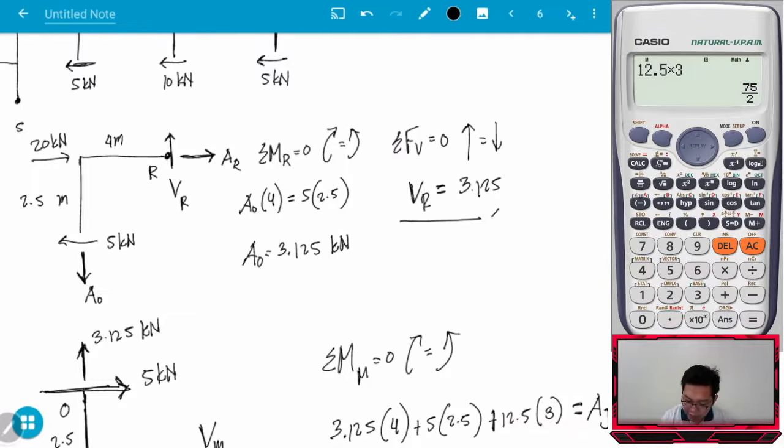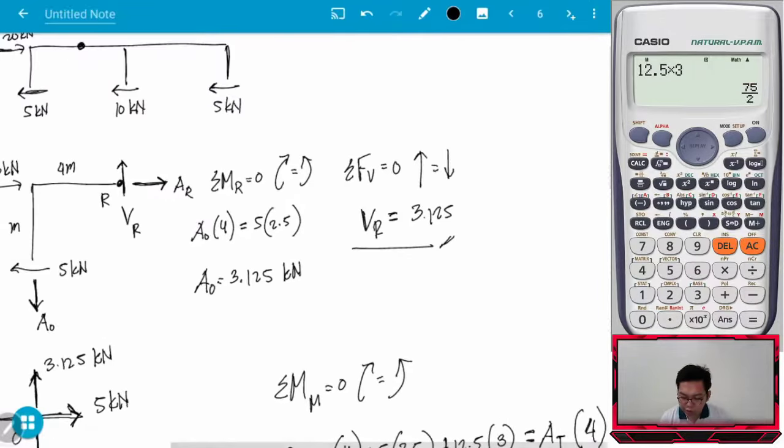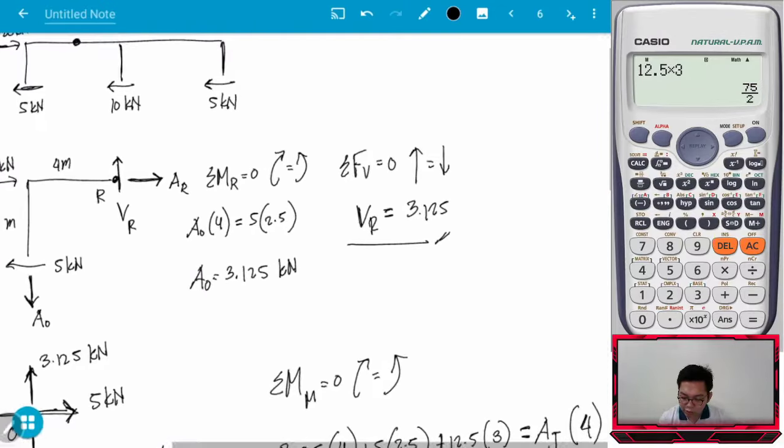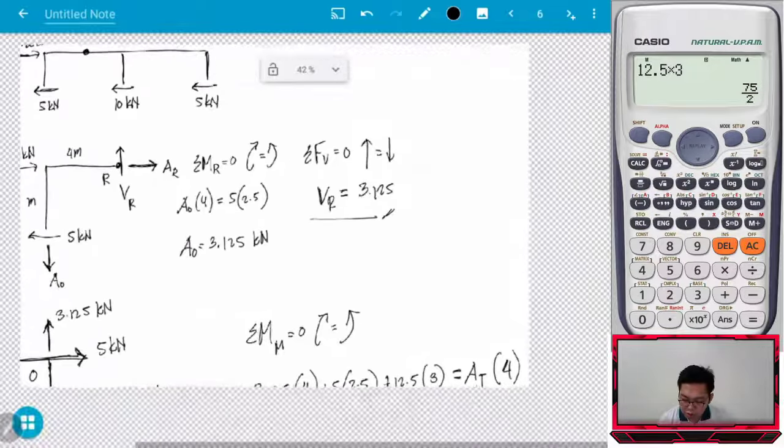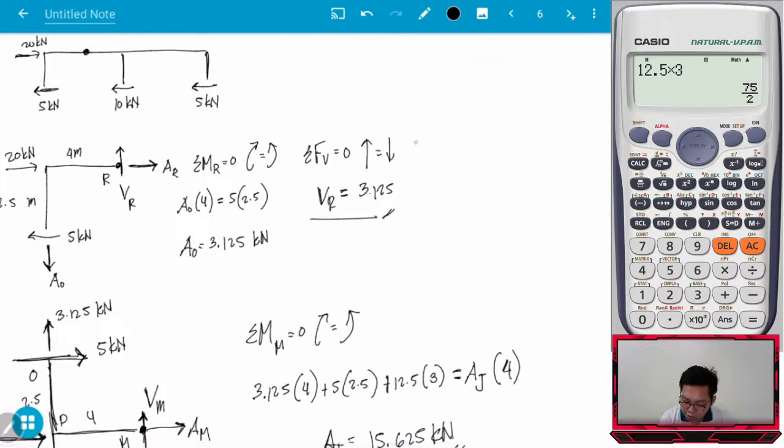Okay, so once meron ka ng VR, I think masasolve din natin yung AR. So to solve for AR, guys, sum up lang ako ng forces horizontal. Okay, so summation of forces horizontal is equal to 0. To the right equals to the left, di ba? So, ano yung mga forces to the right? To the right is AR. Ano pa? 20, di ba? Mayroon pa tayong plus 20. And then, ang to the left is itong 5 kilonewton. That must be equal to 5 kilonewton.